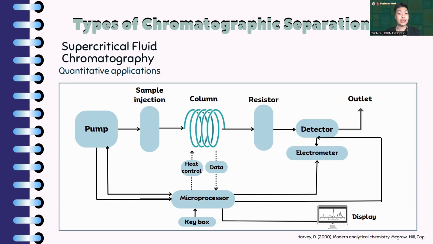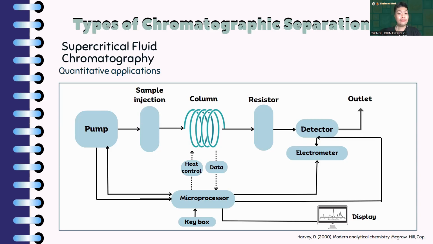Next is the data processing and analysis. The signals from the detector are processed by a data acquisition system. The system converts the signal into digital data, which can then be analyzed and interpreted using chromatography software. The software calculates retention times, peak areas, and peak height, which are used to identify and quantify analytes present in the sample.